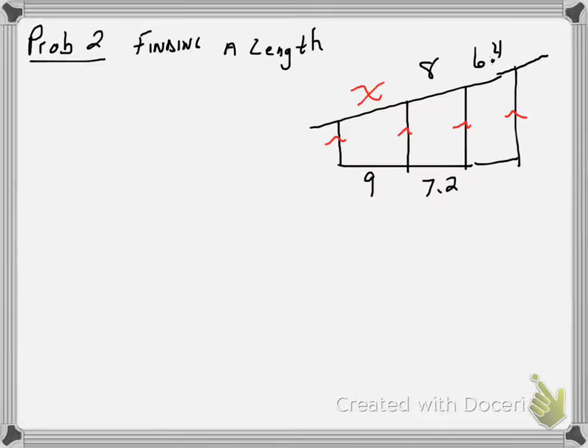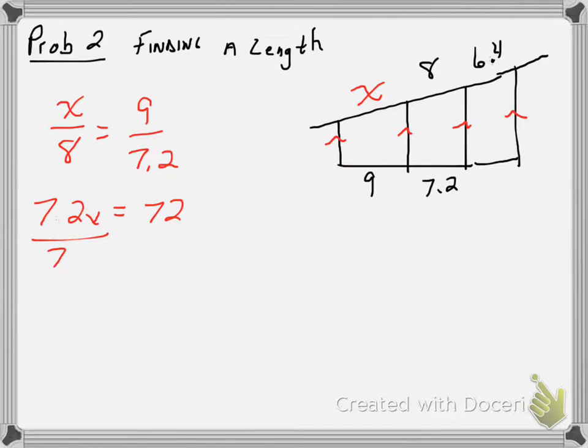So when we have this here, again, what does it break it up? We can end up with X over 8 there is equal to 9 over 7.2. Cross multiply, get 7.2X equals 72. Divide by 7.2, get a dot there, get a dot here too. Divide by 7.2, that's going to cancel. I end up with X equals 10.